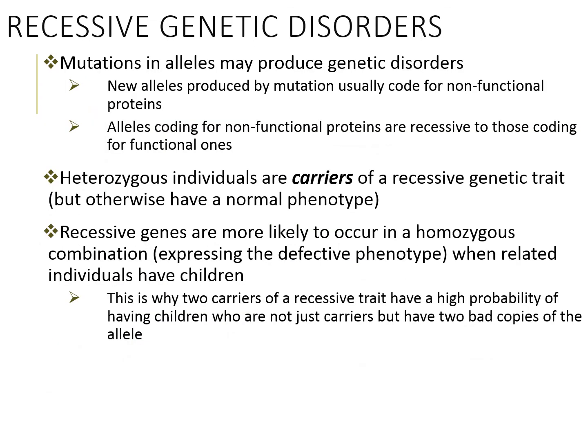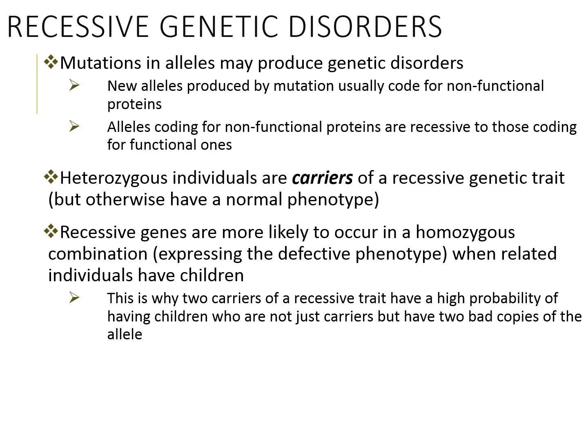Recessive genetic disorders. Mutations in alleles may produce genetic disorders. New alleles produced by mutation usually code for non-functional proteins. So the original gene codes for a functional protein. Most of the time, or at least much of the time, when a change happens, the change basically breaks the protein. Kind of like if you take a baseball bat to a car, more than likely you're not going to accidentally fix something on it. You will more than likely break something on it.